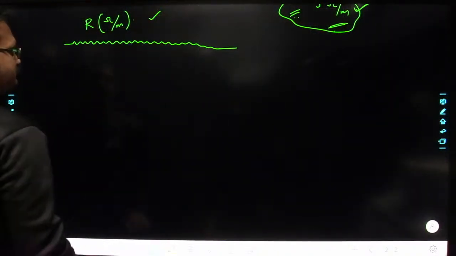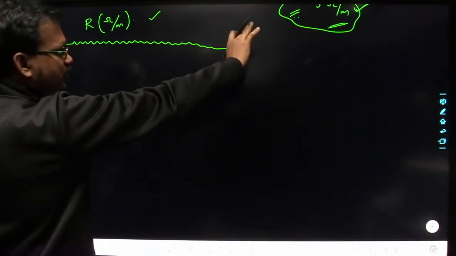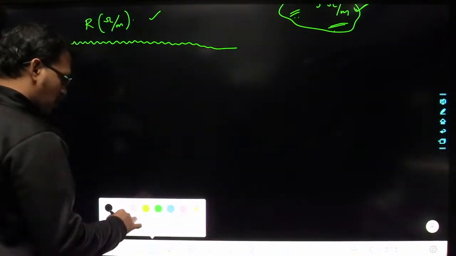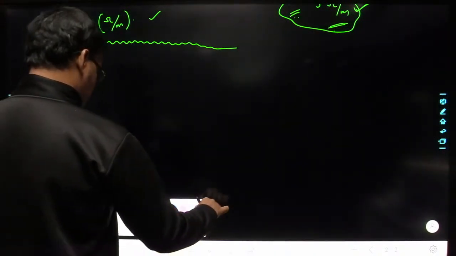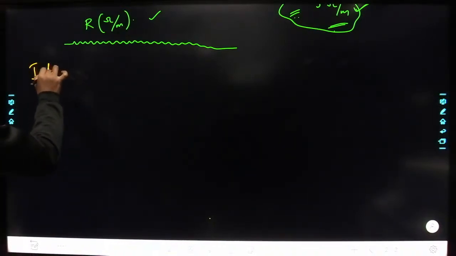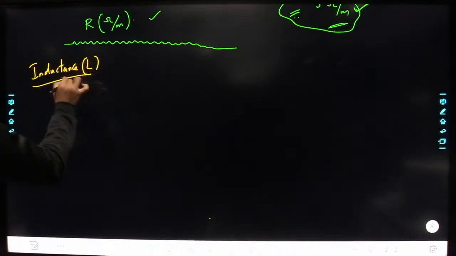So the resistance is going to be distributed along the length of the transmission line. So we have understood about resistance. Next, we will see inductance here.